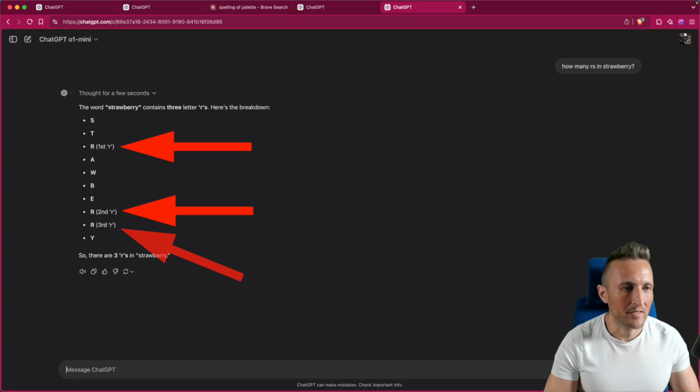All right, it has 3 R's in it. Okay, so both o1-mini and o1-preview got it right. And interesting, when o1-mini did it here, it actually printed out each of the letters and marked each of them.